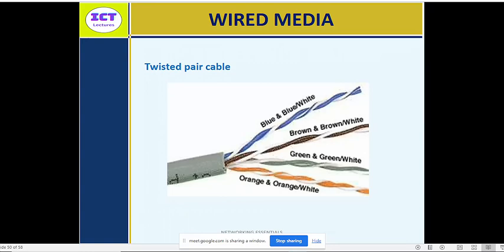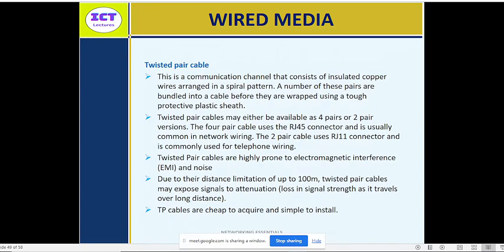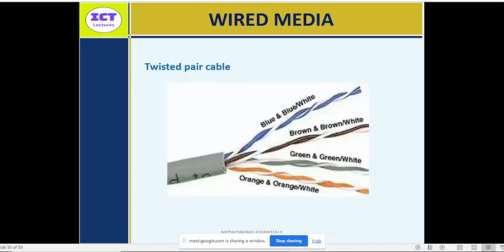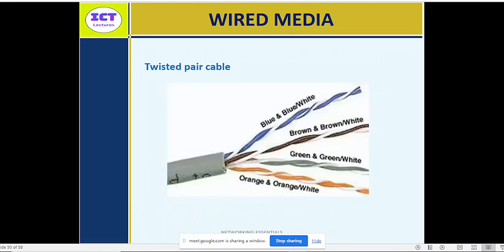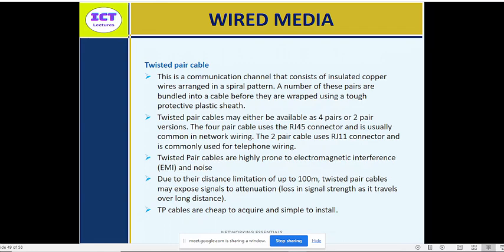That is for the 4 pairs of wires, and then you have the 2 pairs normally connecting the telephone lines, right? So they are a bit smaller. So for this it is RJ45. For the smaller one it's RJ11. They're normally RJ11 connectors, so don't get confused.